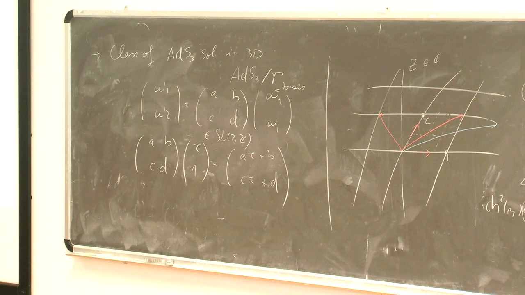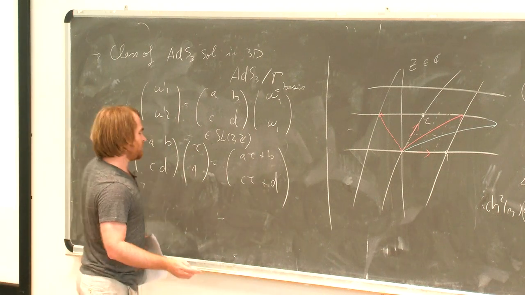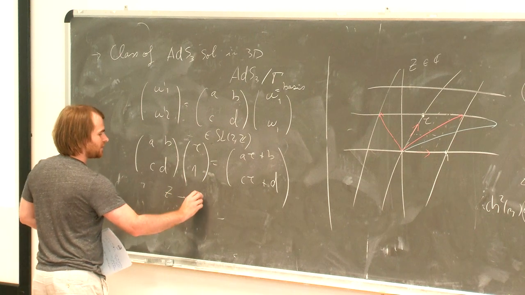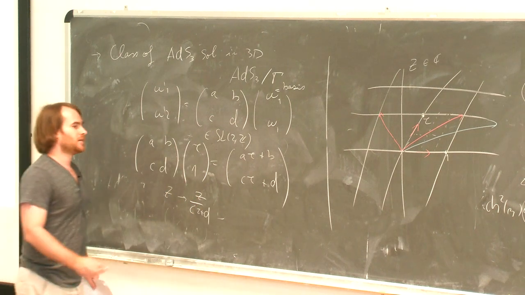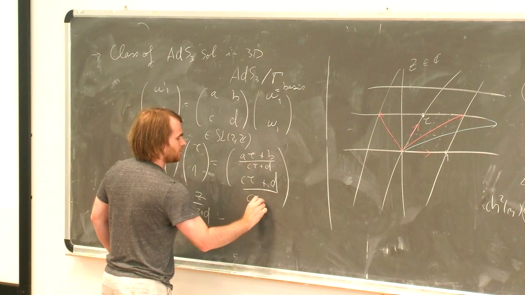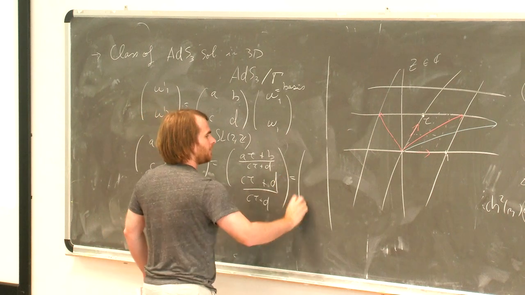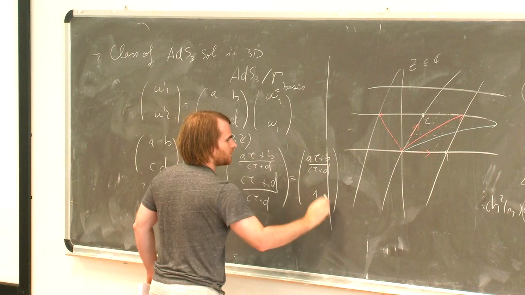But because the AdS3 metric at infinity has this conformal factor that I want to get rid of, I can always do a conformal transformation, z goes to z over C tau plus D, such that this becomes A tau plus B over C tau plus D, and 1.